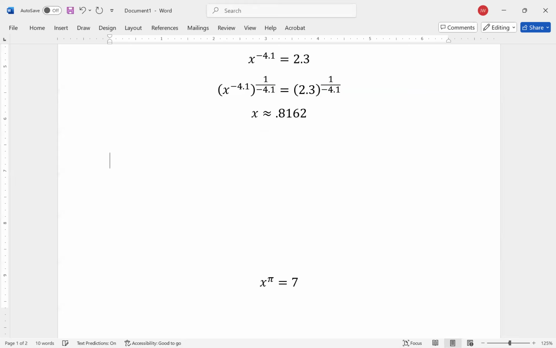Another way to do it is to say, well, since we had x raised to a negative power being 2.3, x being raised to the positive 4.1 power would have to be the reciprocal of 2.3. So the reciprocal would be 1 divided by 2.3. And then I could raise that thing both on the left and right-hand side of that equation to the 1 over a positive 4.1 power.